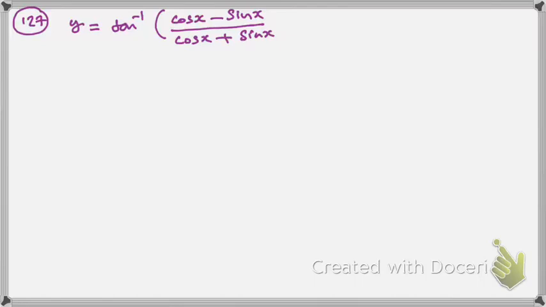Okay, we start with this question. y is equal to tan inverse of (cos x minus sin x) divided by (cos x plus sin x). Since it is tan inverse outside, the expression inside should reduce to something in tan. So I have tan inverse outside, so I want something in tan inside.